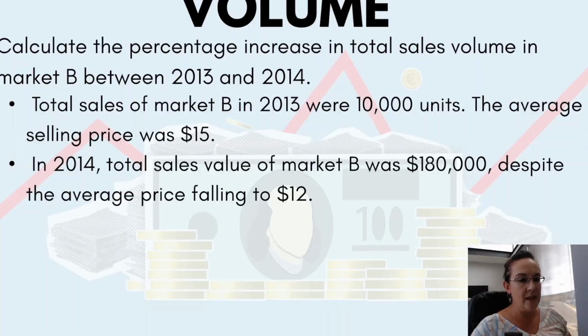Let's look at the second exam question. In this question, we're going to use the volume metric. Calculate the percentage increase in total sales volume in Market B between 2013 and 2014. Total sales of Market B in 2013 were 10,000 units. The average selling price was $15. In 2014, the total sales value of Market B was $180,000, despite the average price falling to $12.